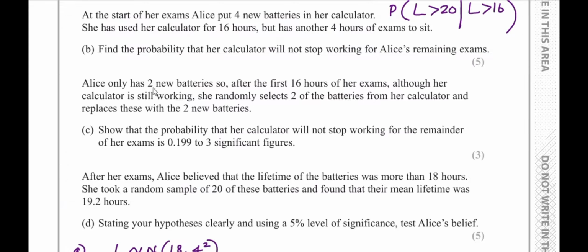Part C. Alice only has 2 new batteries, so after the first 16 hours of her exams, although her calculator is still working, she randomly selects 2 of the batteries from her calculator and replaces these with 2 new batteries. Show that the probability that her calculator will not stop working for the remainder of her exams is 0.199 to 3 significant figures. This is an interesting situation here.